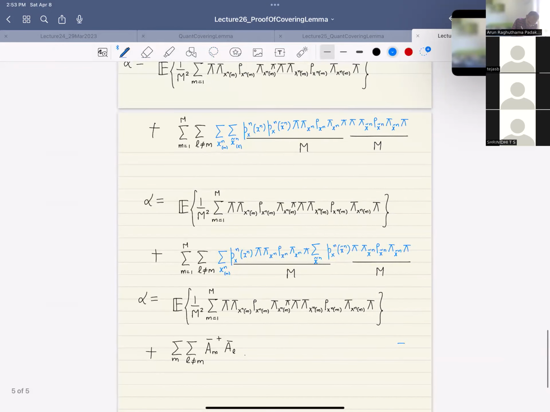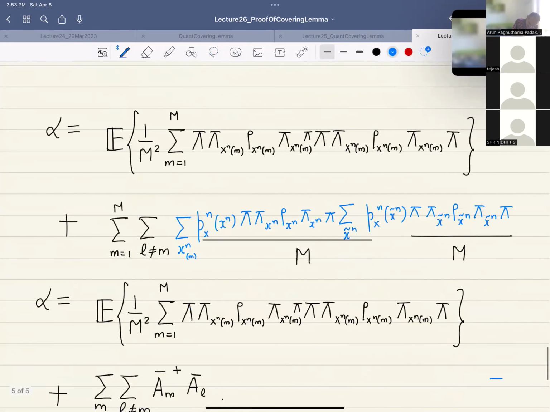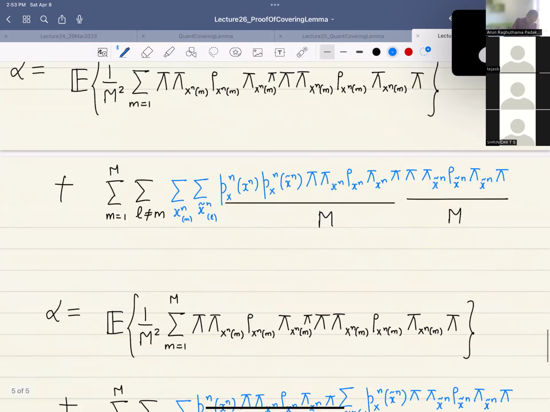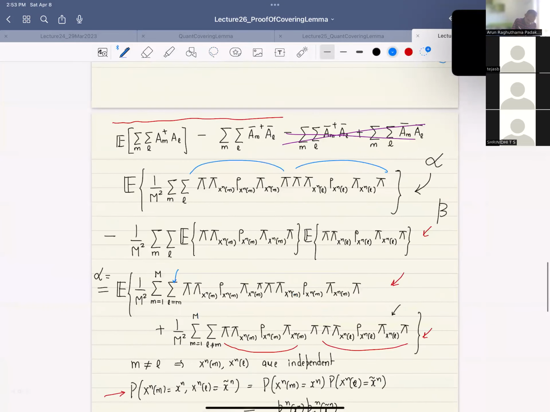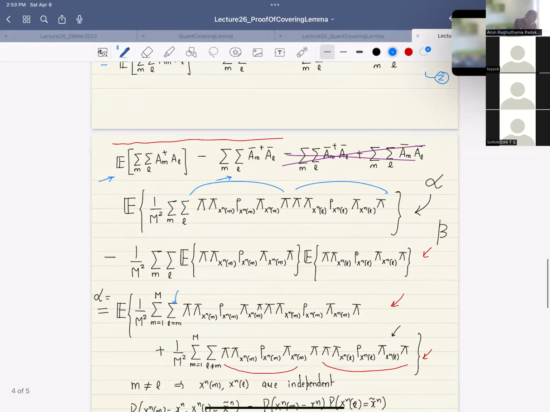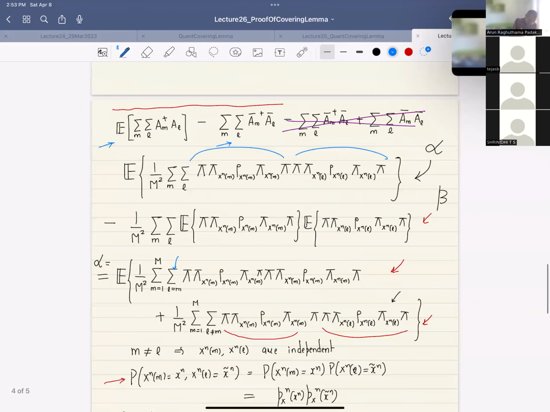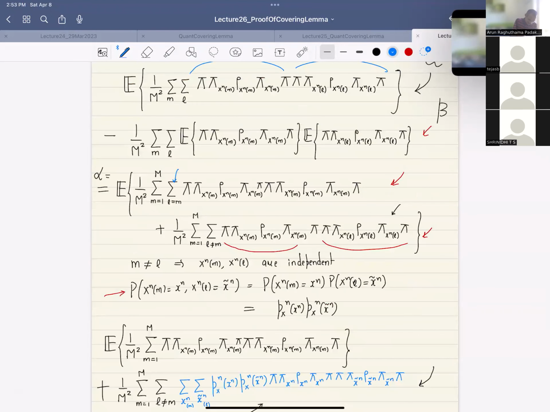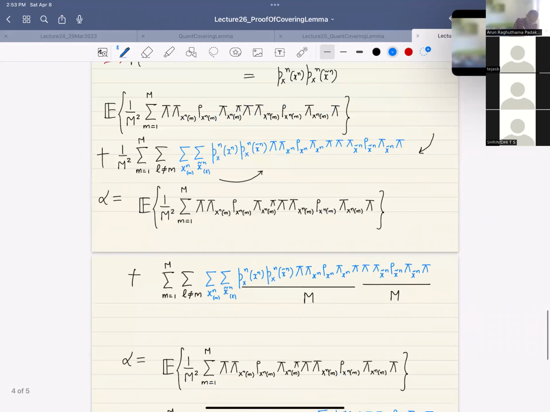Is it okay so far? Yeah. So just recall, I got rid of two terms. I have one term on the left, the alpha minus beta. And this alpha term, I split the summation into L equal to M and L not equal to M, and I get this. So I'm working with my alpha, the addition.